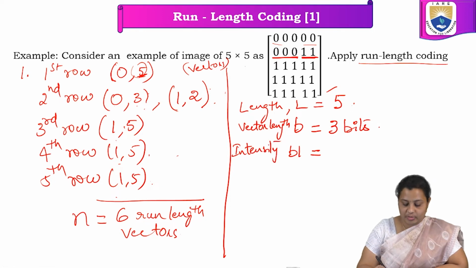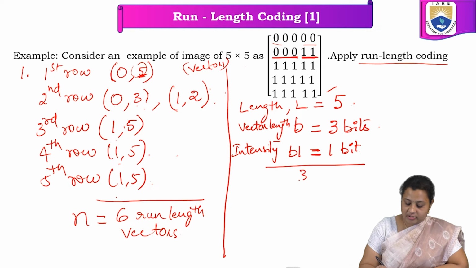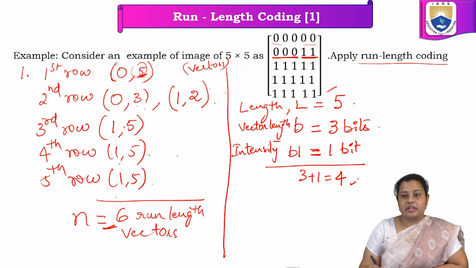So b1, we have here, as the values are either 0 or 1. So how many bits do we require to represent 0 or 1? We require only 1 bit, right? So what is the total number of bits required to represent the vector? It is 3 plus 1, which is equal to 4, right? So now how many vectors do we have? We have 6 vectors, and each vector requires 4 bits, right?